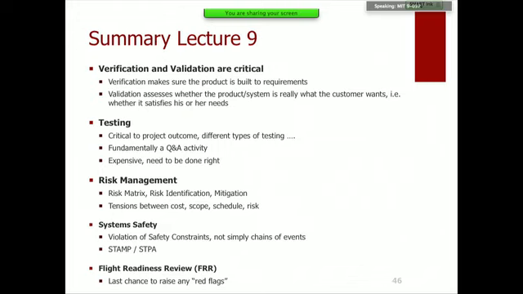System safety, think about not just the chain of events model, but this controls view as well. STAMP STPA is a particular framework for this, and if you're interested, there's a whole class, a whole set of things you can learn about safety. And then finally, FRR is your last chance to raise the red flag. It's the big milestone before you go live with your system. Okay? So, any last questions or comments?